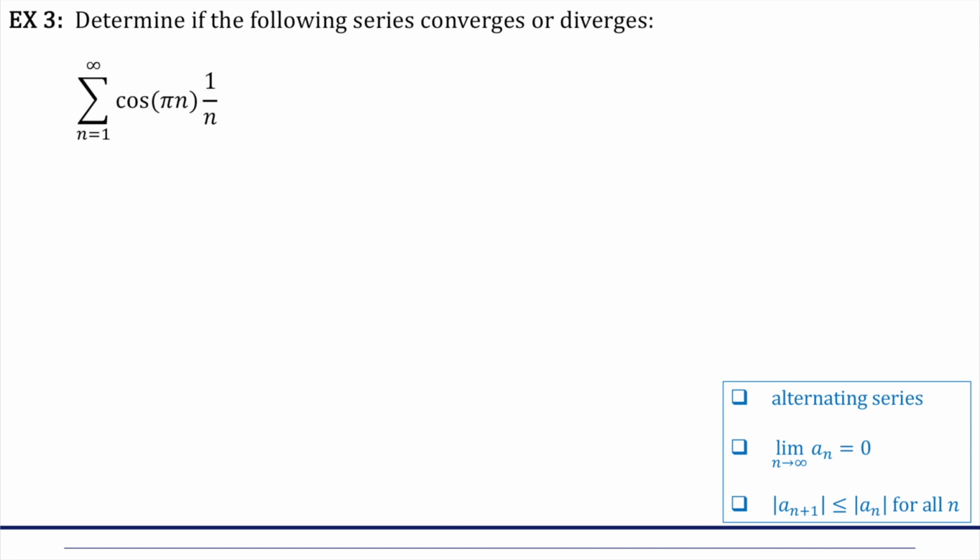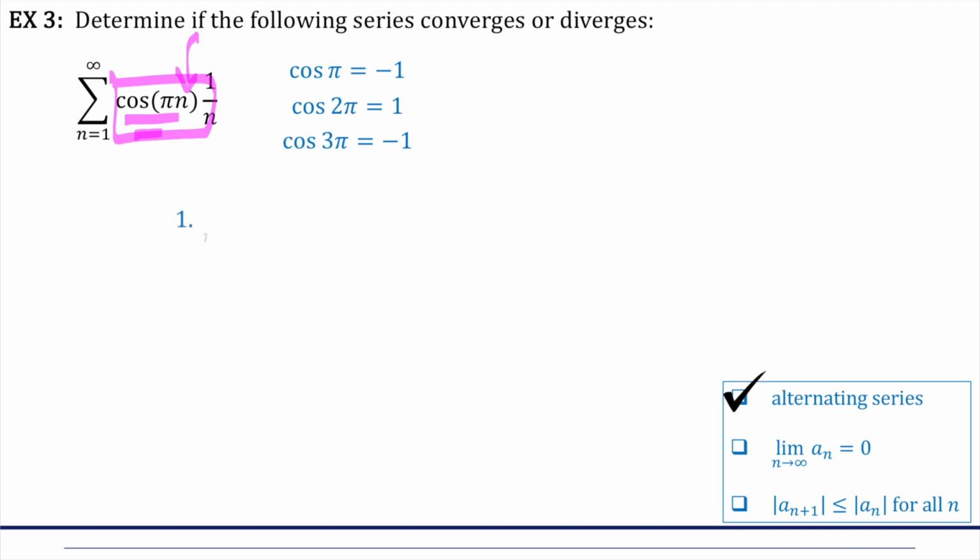Oh, I told you I'd show you this one. Cosine pi n. What does that mean? Well, cosine of pi is negative 1, yeah? What about as n increases here, what's the cosine of 2 pi? It's 1. What's the cosine of 3 pi? Negative 1. Do you see what's happening here? So we do, in fact, have an alternating series. This cosine pi n makes it an alternating series.